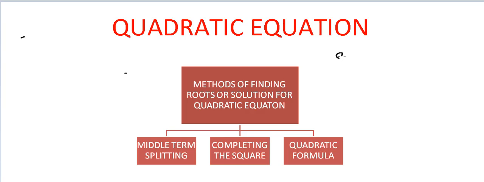It is ax square plus bx plus c. This is the standard form of a quadratic equation. Why is it quadratic? Because the degree of the variable is 2, right? This is the degree of the variable, which is 2, and 2 stands for quadratic. Here a and b are the coefficients. a is the coefficient of x square, b is the coefficient of x, and c is a constant. This is the standard form.